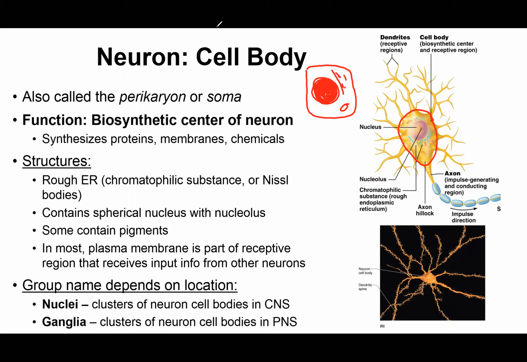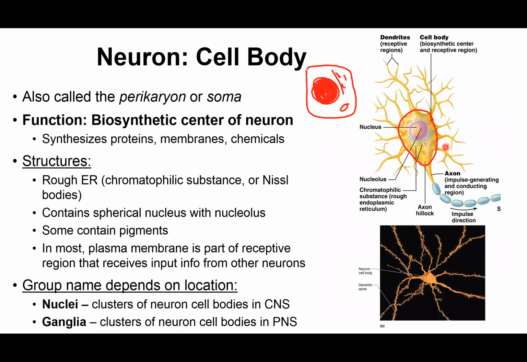The neuron cell body also has a small spherical nucleus with a nucleolus inside of it, which is the smaller little dot inside of there. The cell body itself contains some pigments, and in most cell bodies, the plasma membrane is part of the receptive region that receives input from other neurons. So anywhere basically outside of the cell body is going to be considered receptive regions. And so most of the time, the plasma membrane of the cell body itself is going to be part of these receptive regions.